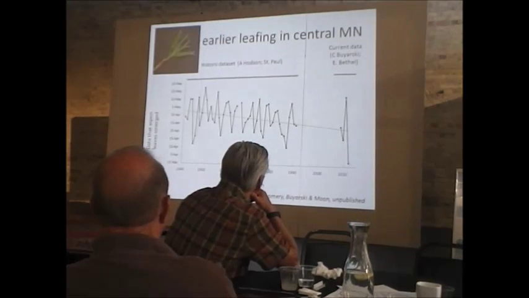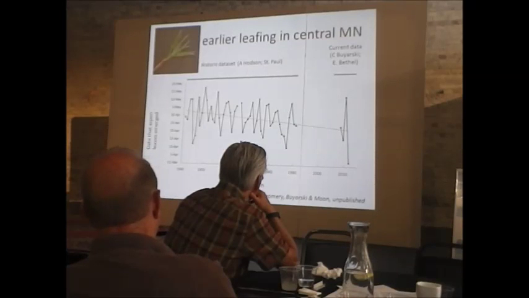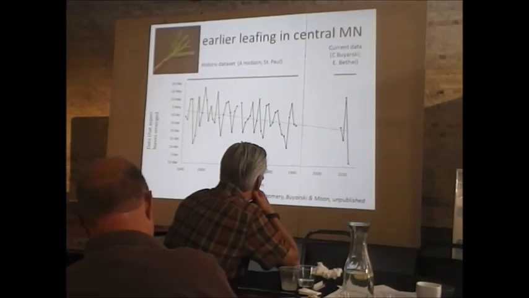So this data set gives us a set of information with which to understand how these timing events might be changing in the state of Minnesota, and then to start thinking about what that means in terms of interactions among species, and in terms of management decisions that might be made.